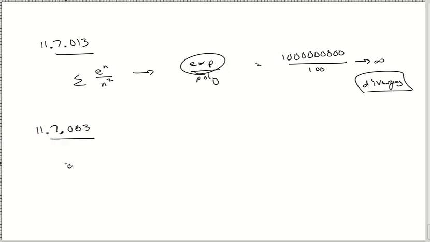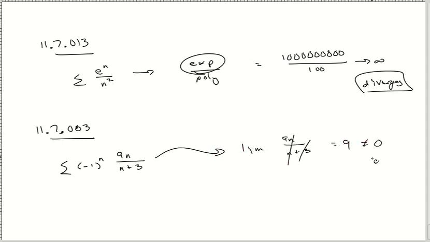11.7.003, because we want to go backwards now. The summation of negative 1 to the n power times, I think that's an a n? Or is that a 9? 9n, yes. Sorry, my handwriting's so bad. 9 times n, divided by n plus 3. Now this is an alternating series, so what we have to do is take the limit of this part by itself, and you can see that the n's are going to cancel one another, leaving a 9, which is not equal to 0, and so this diverges for sure.